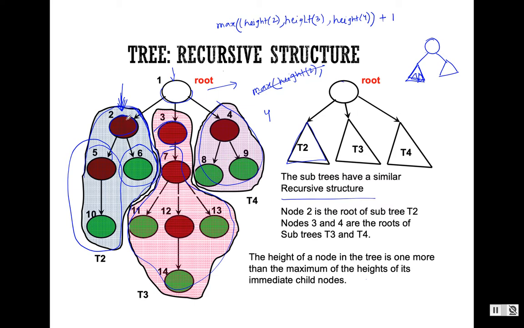So the root node has three immediate children, 2, 3 and 4. Now if I know the height of these 2, 3 and 4, I can use them to calculate the height of the root node, okay. So that is one property of a recursive structure. And that's how I can use the solution of the sub problem to calculate the solution of the main problem, okay. So here height of 2 is 2, this one has 3 and this one has 1, okay. So the max value is 3, so the root node has the height 3 plus 1, okay, which is 4.